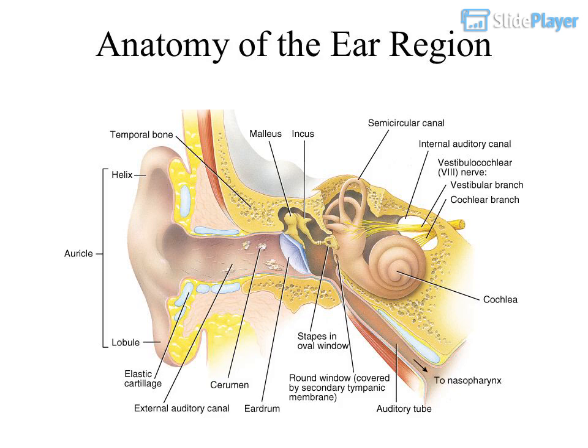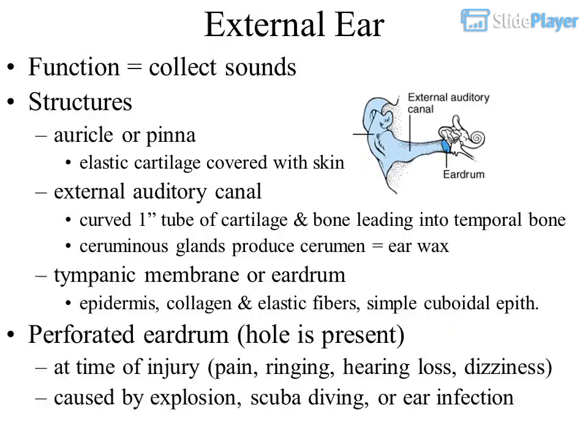Anatomy of the ear region. The external ear's function is to collect sound. Structures: the auricle or pinna, which is elastic cartilage covered with skin. The external auditory canal is a curved tube of cartilage and bone leading into the temporal bone. Ceruminous glands produce cerumen, which is earwax.